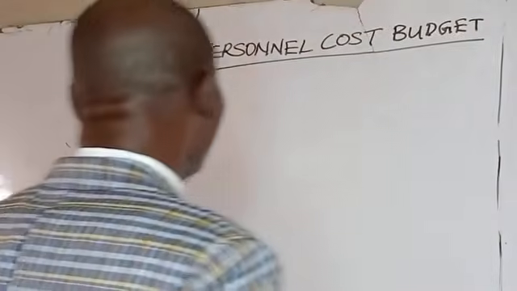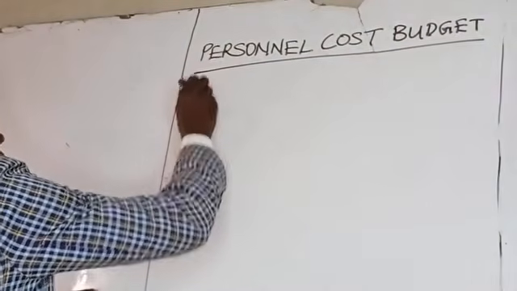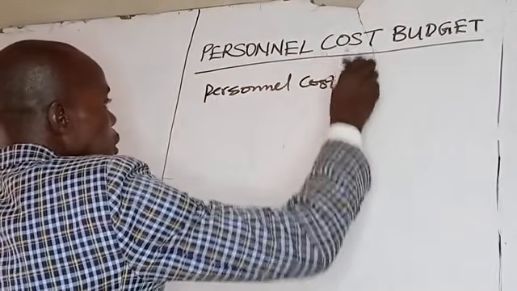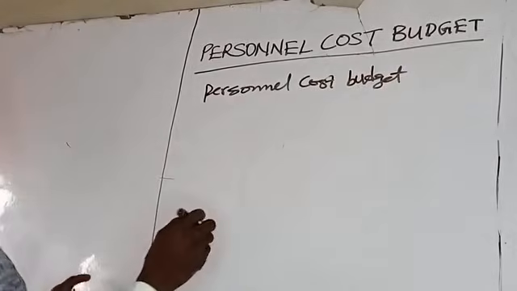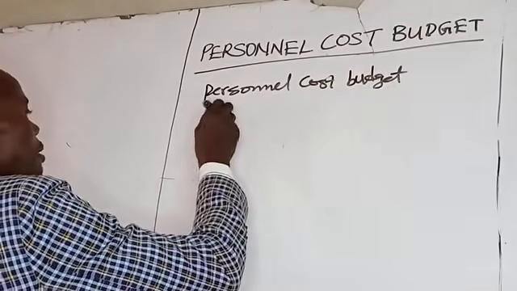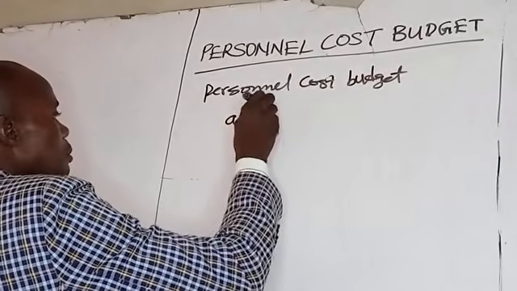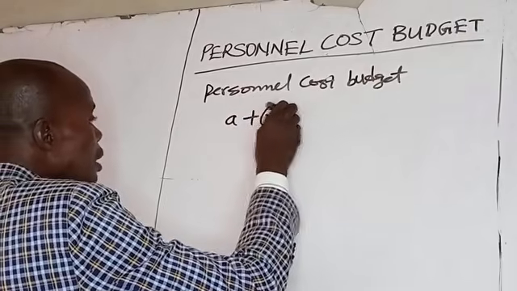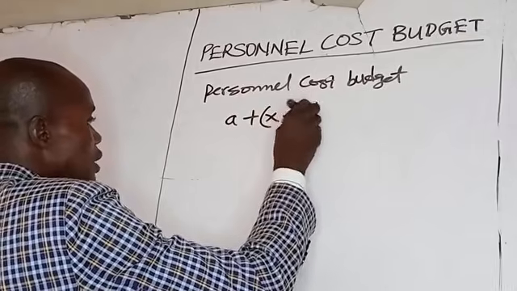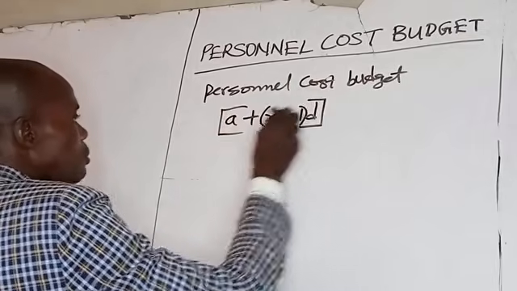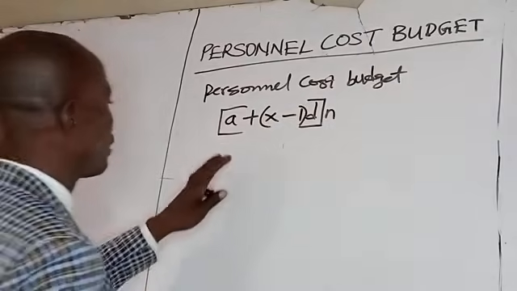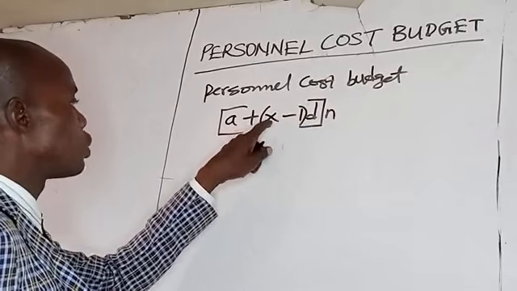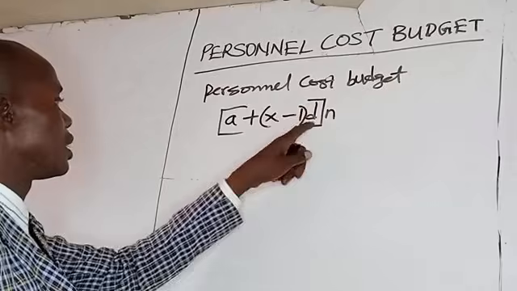Meaning that to calculate the personnel cost budget, you make use of the sequence formula, arithmetic progression. And in AP, we have A plus, instead of N you have in the AP formula, you can take that to be X minus 1 into the common difference, or multiply by N. This is the formula. The AP formula is A plus N minus 1 into D. So I've changed the N here to X and I put the N here. Then this is the common difference.